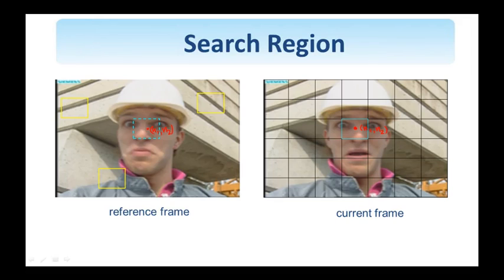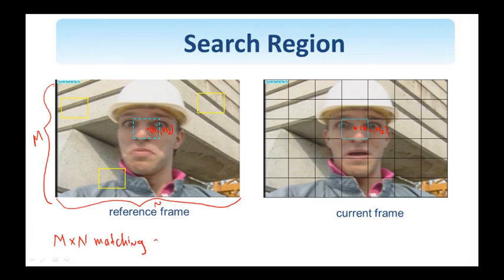So if the frame is M by N pixels, then I need to perform M times N matching comparisons in finding the best match of the blue block in the current frame to any of the locations shown in yellow in the reference frame.